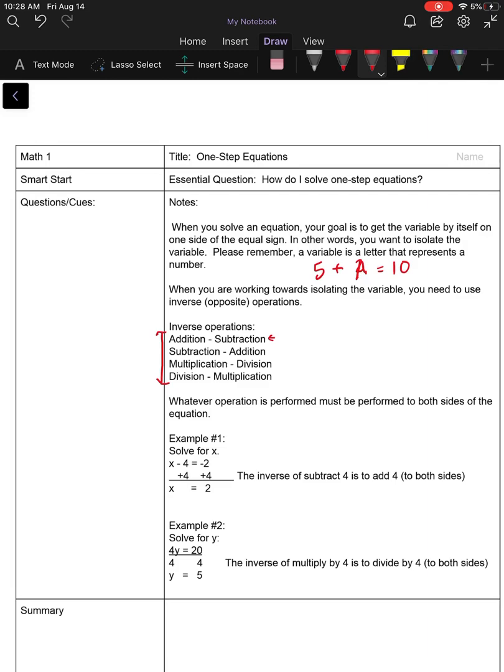So whatever operation is performed, this is a key. This is important. Whatever operation is performed must be performed on both sides of the equation. Okay? You can't just subtract it from one side and call it done. You got to do it on both sides. Okay, so here's example 1.